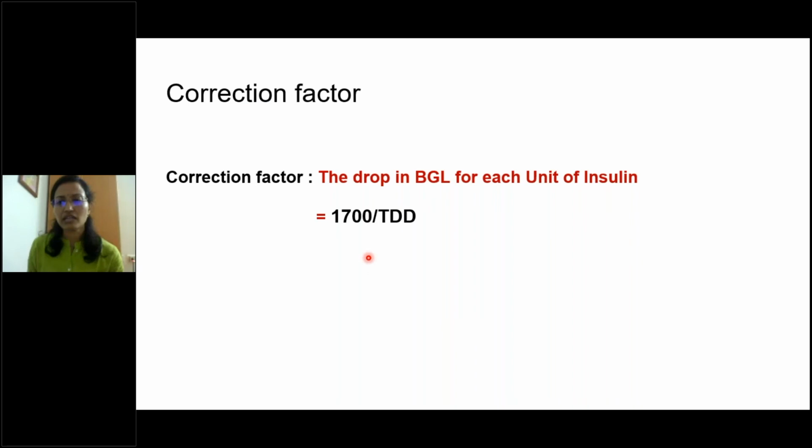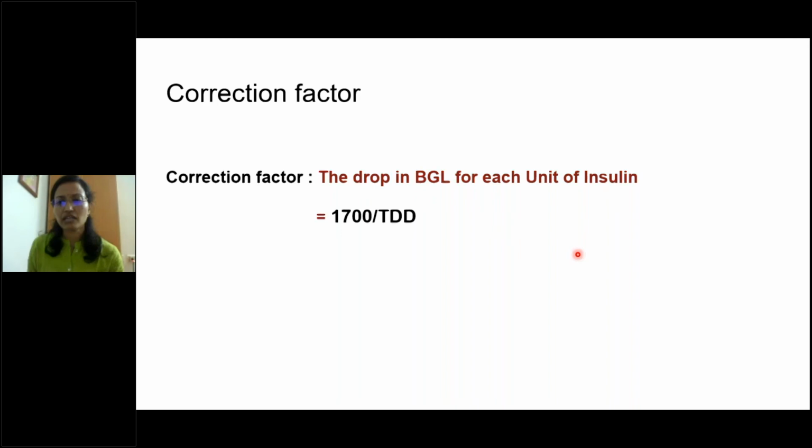What is correction factor or correction bolus? Correction factor is the drop of blood glucose for each unit of insulin. If you give 1 unit of insulin, how much does blood glucose drop because of that particular 1 unit? That is the correction factor. It's a simple calculation: 1700 divided by the total daily dose. The total daily dose is all the insulin that you have given the previous day, including long-acting, short-acting, and all insulin.